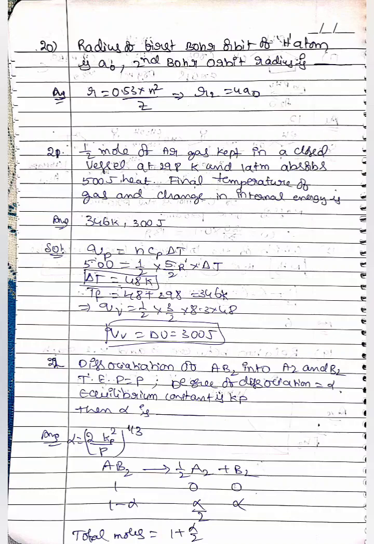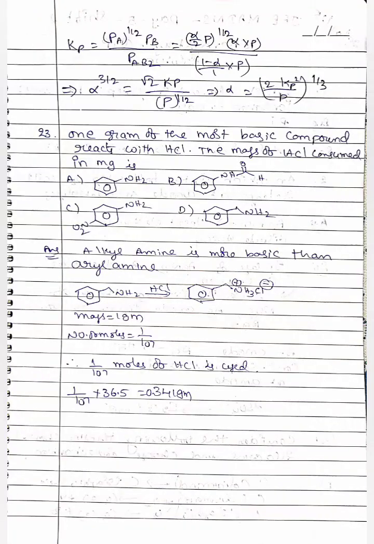Next one, dissociation of AB2 into A2 and B2. Here the total equilibrium pressure is given as capital P and degree of dissociation as alpha, and asking us to find the relation between alpha and Kp. Here you can see the solution.